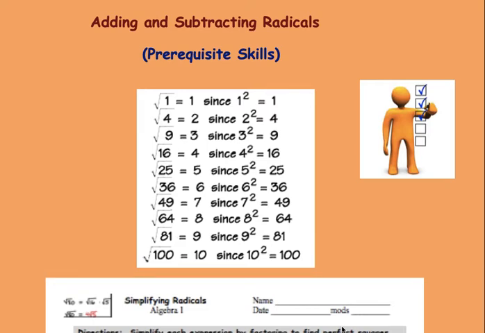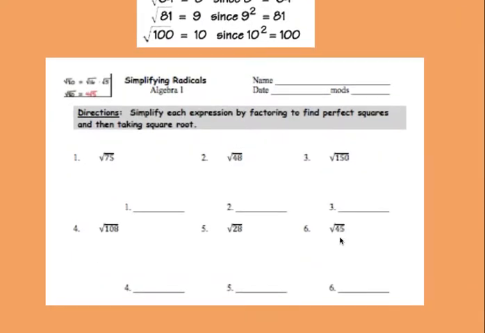The objective today is to be able to add and subtract radicals. So what are some prerequisite skills that you might need for this? Obviously, know how to take a square root of a number and to be able to do some square root examples like the following right here.